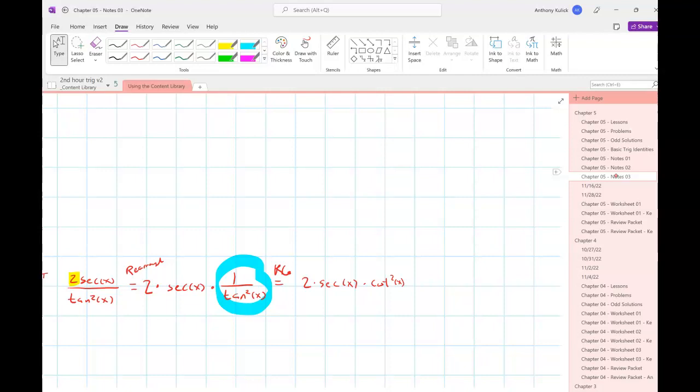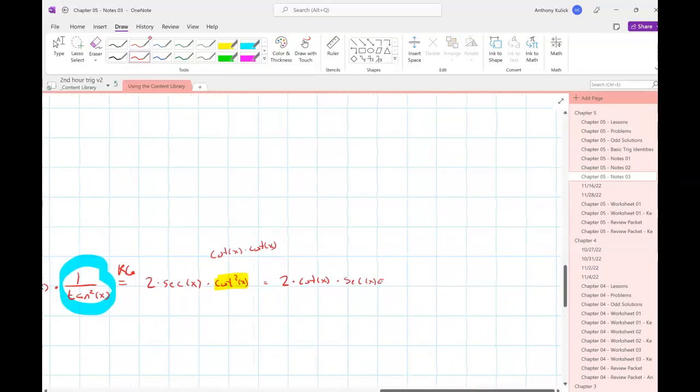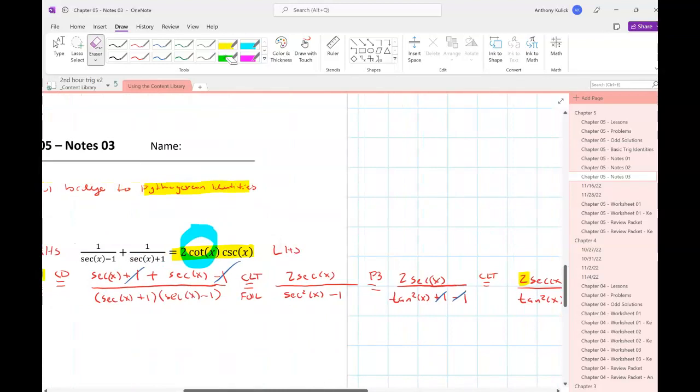Everybody's okay? Well, that's great. And now I'm going to do a little bit more rearranging. Because if I look at my final answer, I know I'm supposed to have a cotangent in it. Right now I have a cotangent squared. What's really the same thing as cotangent squared, though? Just cotangent times cotangent, right? So I'm going to think about 2 times cotangent, and that part's my keeping part. And now I know somehow secant times cotangent needs to turn into cosecant. Everybody good with that?